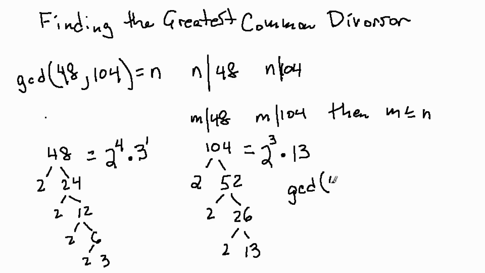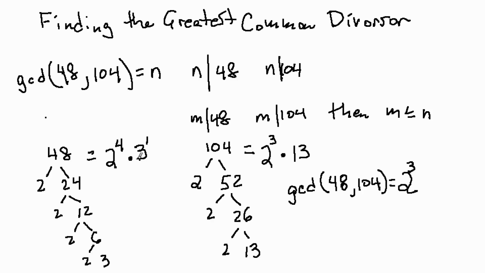So if I'm looking for the GCD of 48 and 104, well, I note a couple of things. When I look at the prime factorization, they both contain 2's. And now what I have to do is look for the smaller exponent. I hope that makes sense to you. The bigger exponent, of course, 2 to the 4th would divide this number, but 2 to the 4th wouldn't divide this number. So I want 2 to the 3rd.